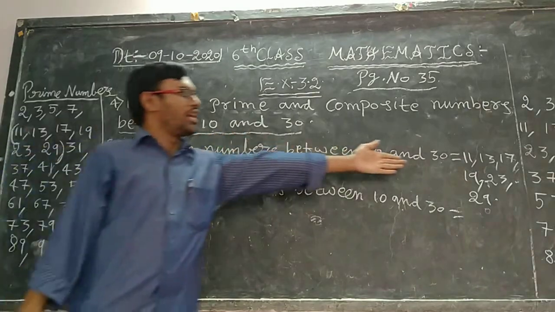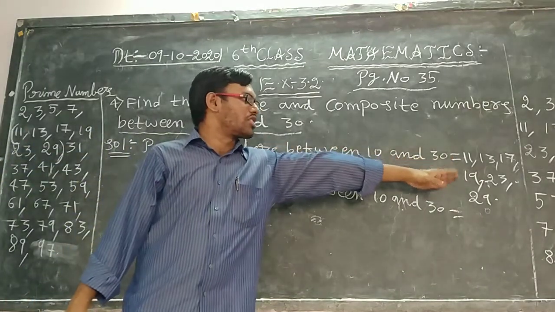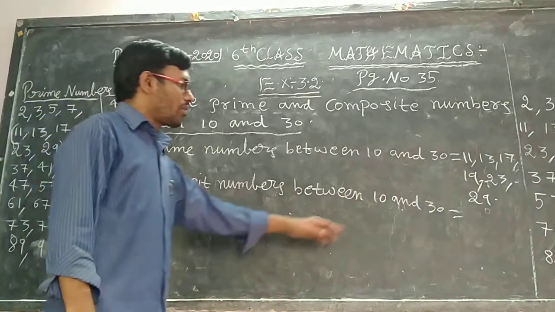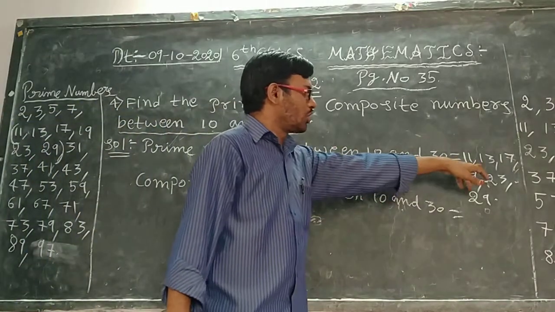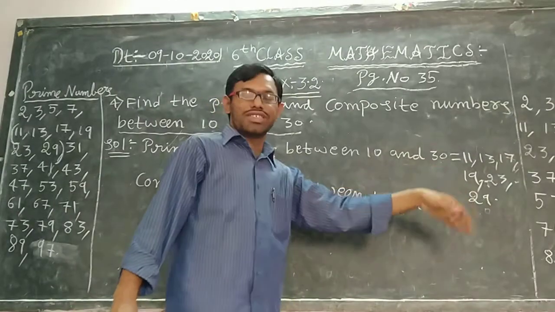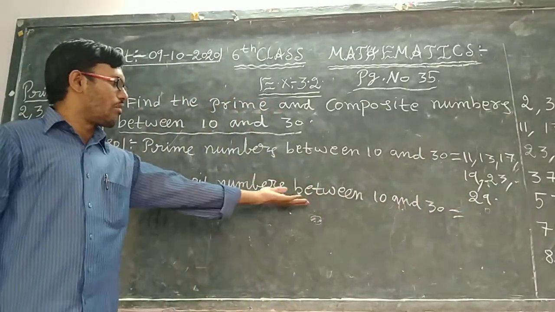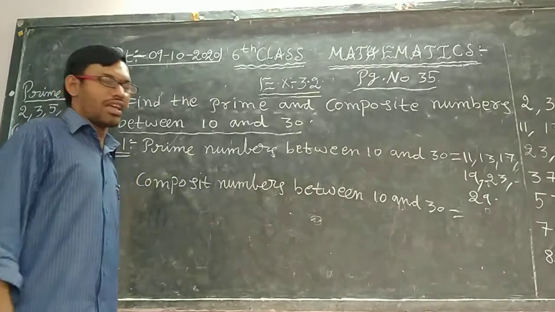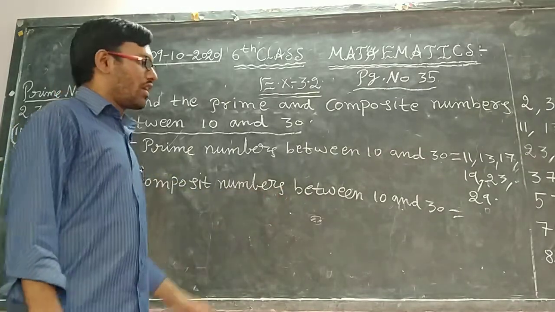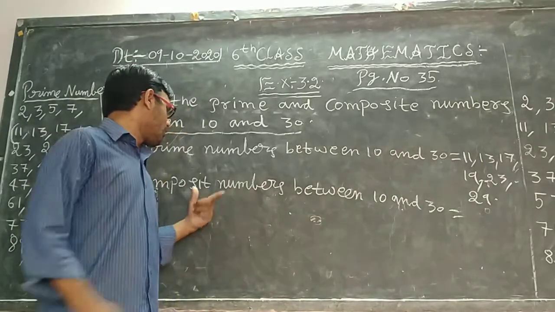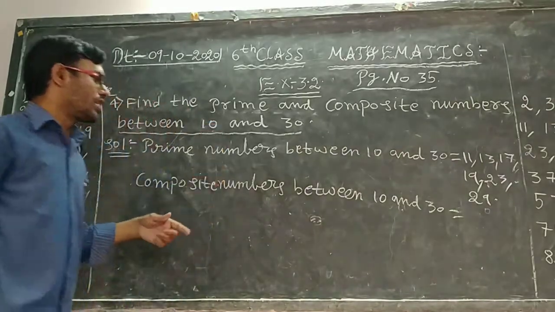The remaining numbers are composite numbers. So 11 is completed. Next 12, 14, 16, 18, 20. All the even numbers between 10 and 30 will be composite numbers. Even numbers, and 25, 35 like that. These numbers also come under composite numbers. Okay, so these are the composite numbers.